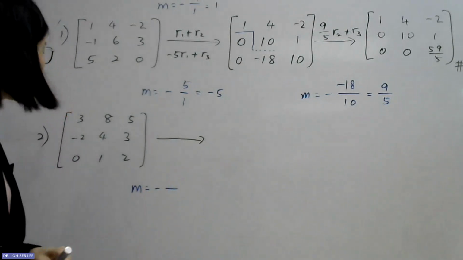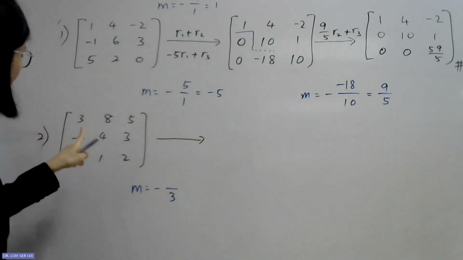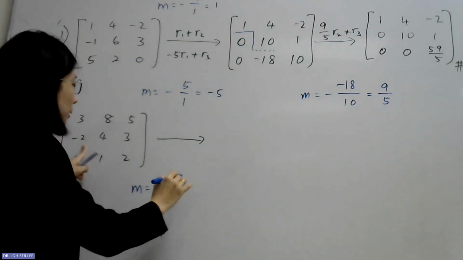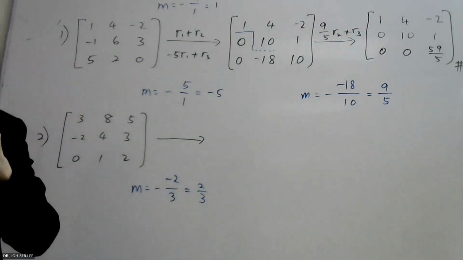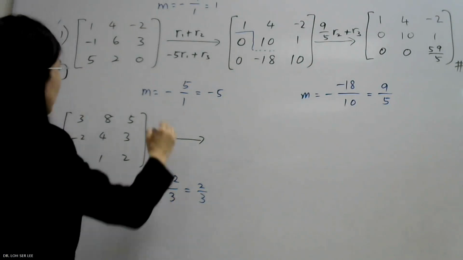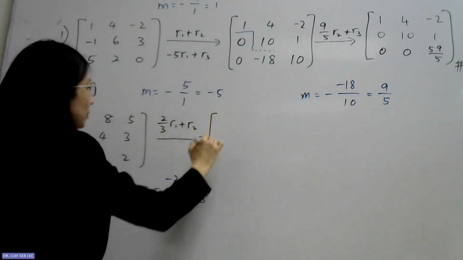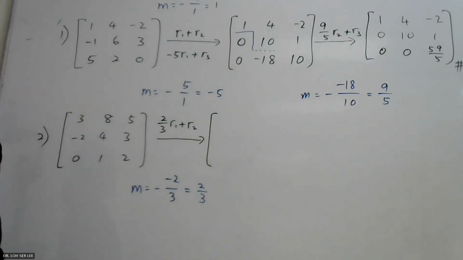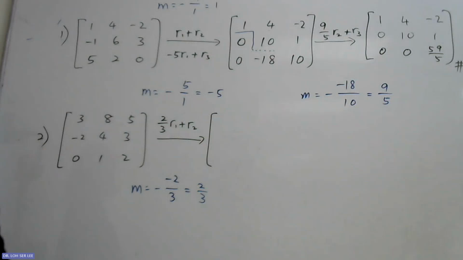So the pivot is 3, put it at the bottom. We want to change the negative 2 into 0, so we have 2 over 3, R1 plus R2. Only row 2 changed, row 1 and row 3 remain the same.